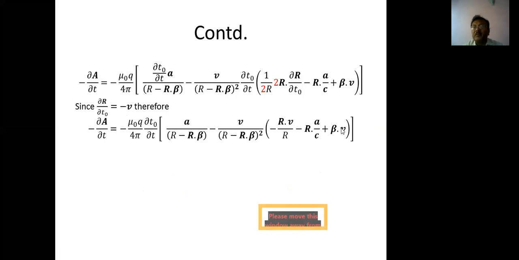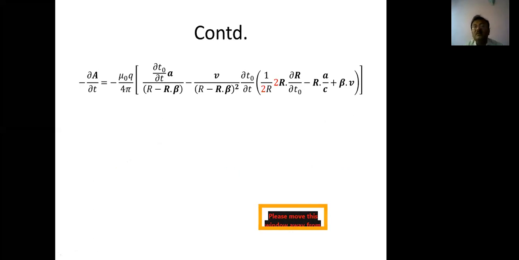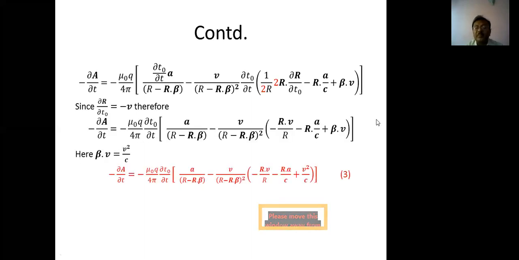You have this thing. Okay, that's fine. I think probably we have to evaluate this. So del dot B, beta dot B, you can change this. Beta dot B is nothing but V square by C. So you are left with minus dou A by dou T equal to this minus this thing, dou T naught by dou T, and this whole bunch is from the first and this is from the second one. So this is R V minus R dot V over R minus R dot, minus R dot A by C. So this is from here, and this one is nothing but V square by C. This is equation 3.